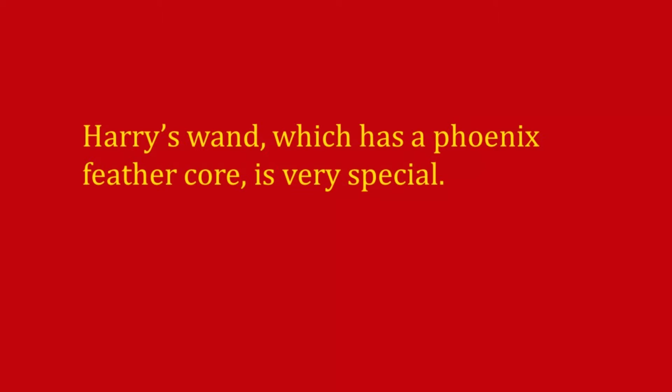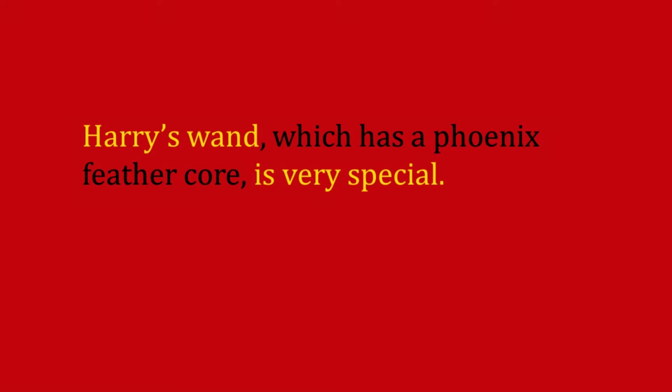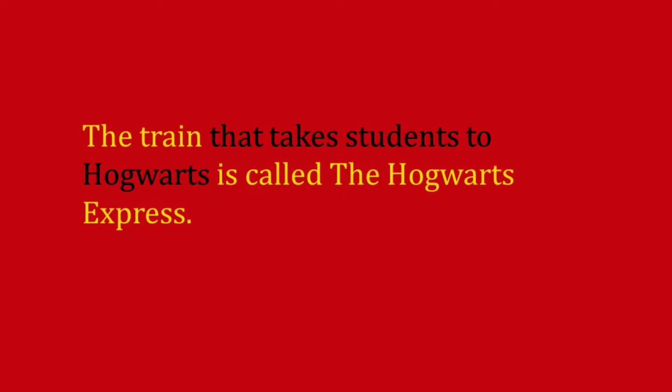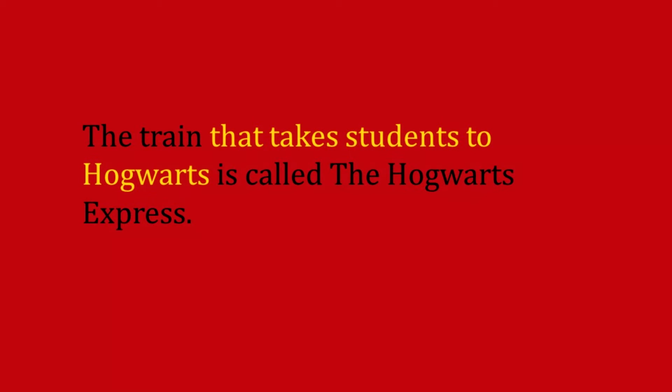The same rule applies when restrictive and non-restrictive elements are used as adjective clauses in the middle of the sentence, such as in this sentence. Harry's wand, which has a phoenix feather core, is very special. Harry's wand is very special is the relevant statement. The additional information that it has a phoenix feather core, while interesting, is not essential and therefore non-restrictive. However, in this example, the train that takes students to Hogwarts is called the Hogwarts Express. The train is called the Hogwarts Express, while a perfectly fine sentence on its own, carries an entirely different meaning when that takes students to Hogwarts is added to it, making that part of the sentence essential to the meaning, and therefore restrictive, which means a comma is not needed.